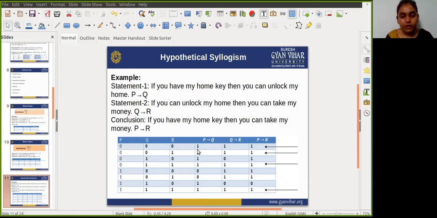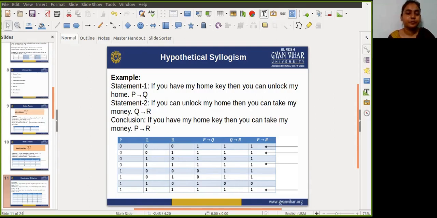In the third row, both values are not true, so let it be. In the fourth row, both values are true, so the result is also true. Again for the fifth row, both are not true. Sixth row, both are not true. Seventh row, both are not true. Again in the eighth row, both values are true, so the result will also be true. Means by using a truth table, we show that if P implies Q is true and Q implies R is true, then in that case P implies R is also true.